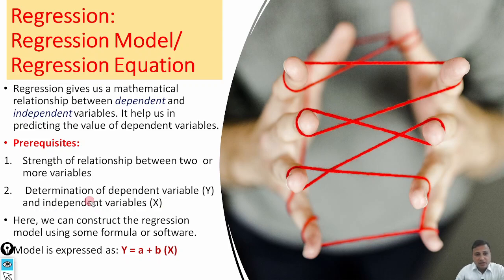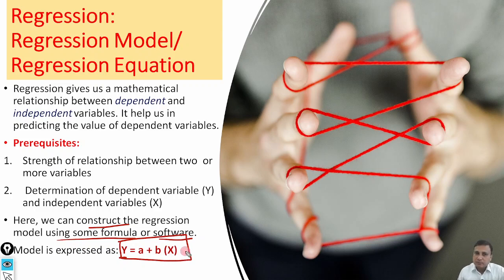So here, using these two different variables, we construct the regression model using some formula or software. And how does that regression model or equation look like? Suppose you have only one dependent variable and one independent variable, then it will look like this: y is equal to a plus b x.